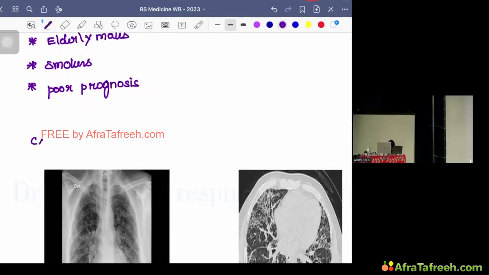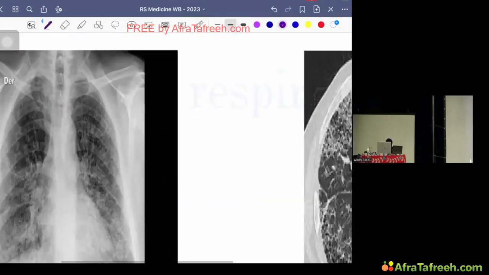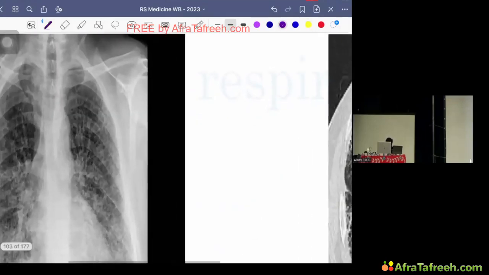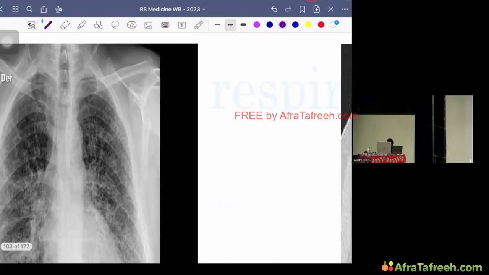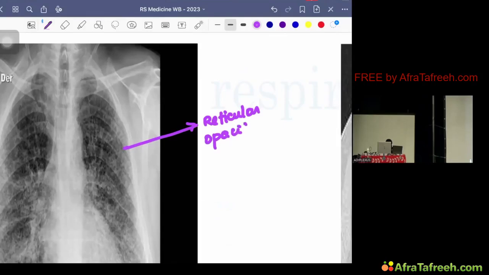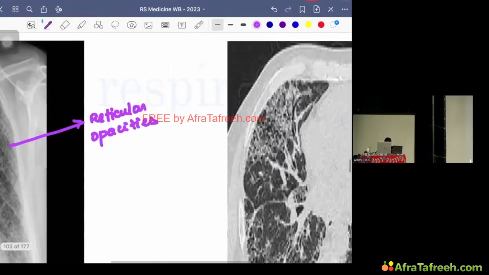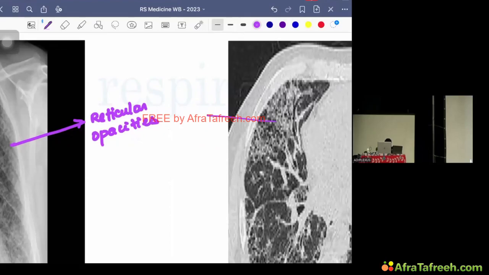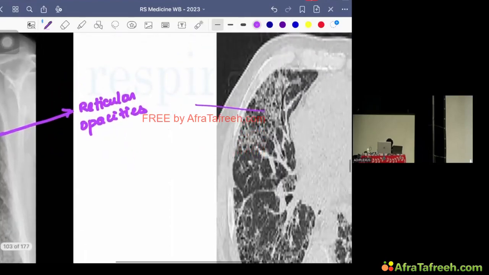You can go for a chest X-ray. The chest X-ray is going to show a lot of thin lines like this, and this is called reticular opacities. Okay, and in CT scan, you see a lot of lesions like this, and this is going to be honeycombing.